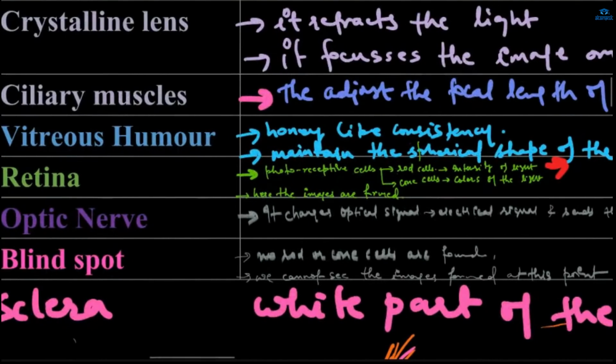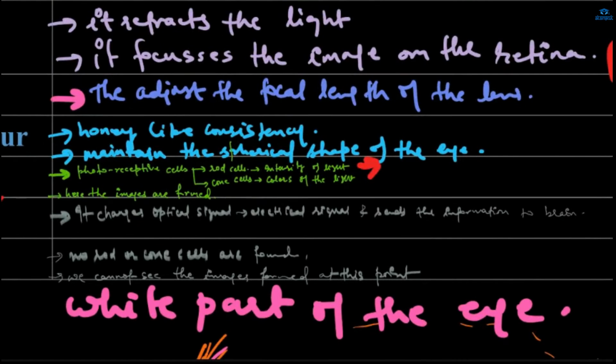Now another thing is the optic nerve. The optic nerve is responsible for changing the optical signal that is coming towards us into an electrical signal and sending it to the brain to interpret it. It changes the optical signal to the electrical signal and sends the information to the brain, so that it can tell us that we are seeing this object. Then we say that yes, we are seeing this object.